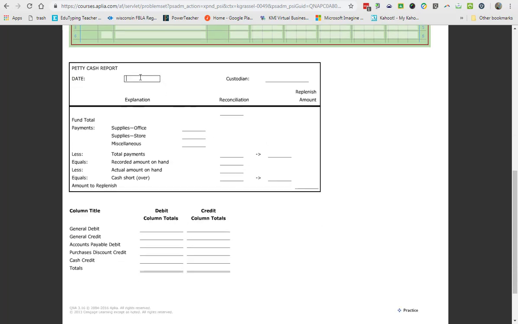So, on our petty cash report, the date is March 31st. Custodian, Kevin Tomlinson. Our fund total is $200. They gave us that in the directions. Now, per the directions, we have supplies office of $45.23, supplies store for $66.18, and miscellaneous of $49.25. Now, take out your handy-dandy little calculator and you add them up. I'm sure we do.